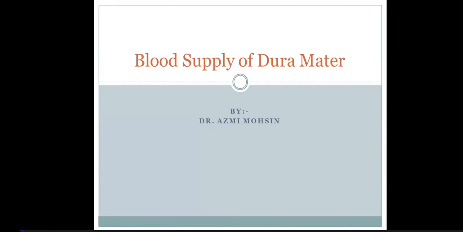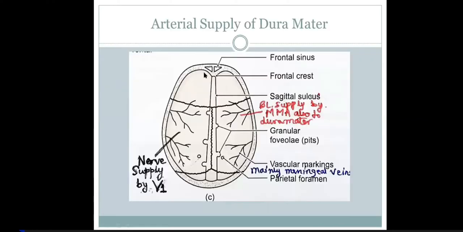The outer layer is more vascular, right? That lines the inside of the cranial vault as well as the entire cranium. Then the inner layer, the meningeal layer, is more fibrous, to make it more rigid, right? So that's more fibrous, and that makes the folds of the dura mater. So you have to just focus upon the arterial supply of dura mater in this lecture.